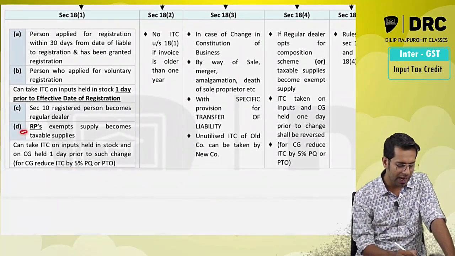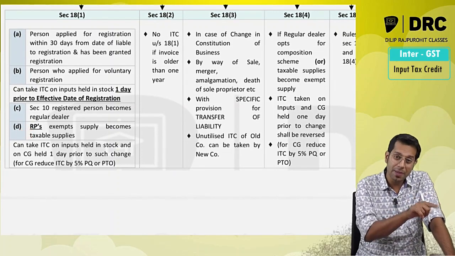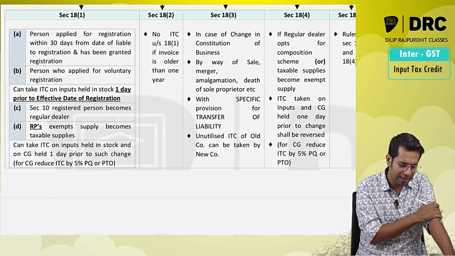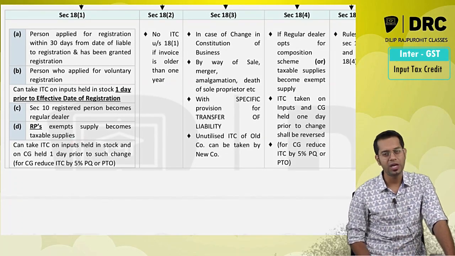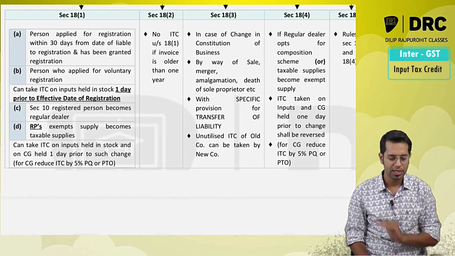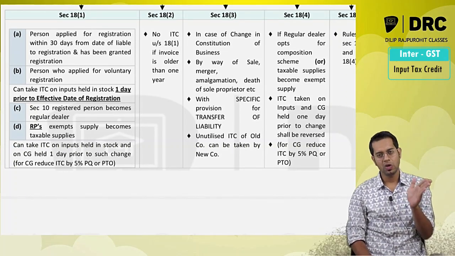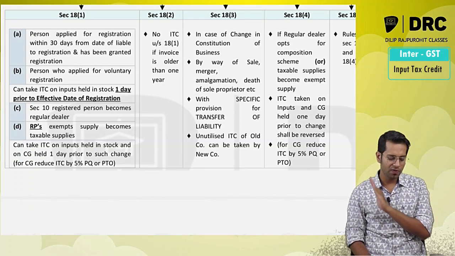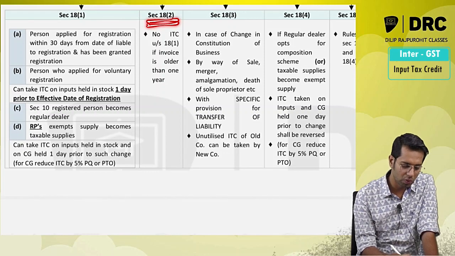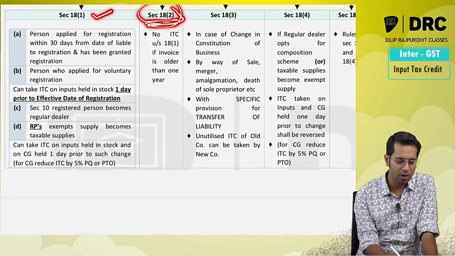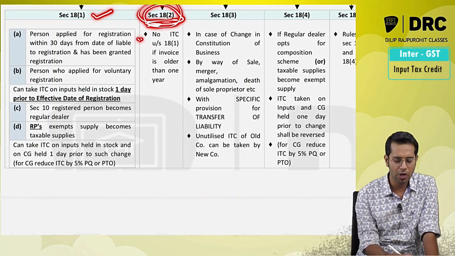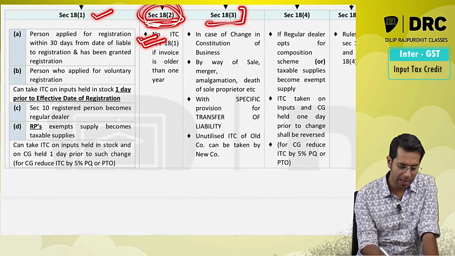of sale. And if you are a registered person whose exempt supply becomes taxable supply, you will also be allowed to take input tax credit on inputs as well as capital goods held by you 1 day prior to the change. On capital goods, ITC will be reduced by 5% per quarter or part thereof from the date of taking the input tax credit till the date of reversal. Section 18 subsection 2: on whatever ITC is given under 18.1, ITC will not be given if the invoice is older than 1 year.